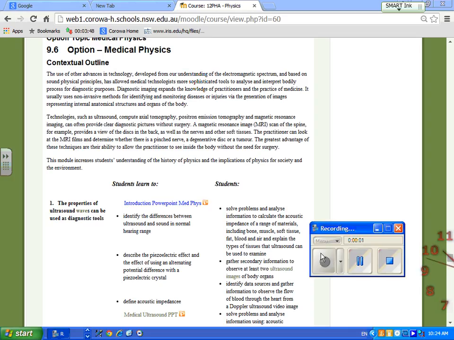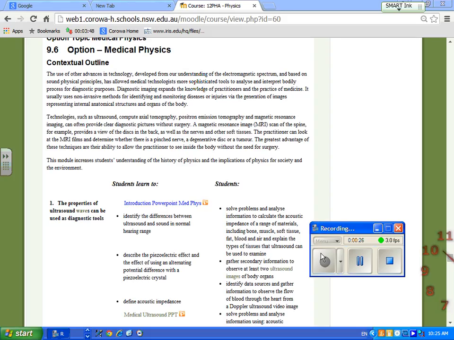In medical physics, as it says there in the outline, the use of other advances in technology developed from our understanding of the electromagnetic spectrum and based on sound principles has allowed medical technologists to develop more sophisticated tools to analyse and interpret bodily processes for diagnostic purposes. Diagnostic imaging expands the knowledge of practitioners and the practice of medicine.